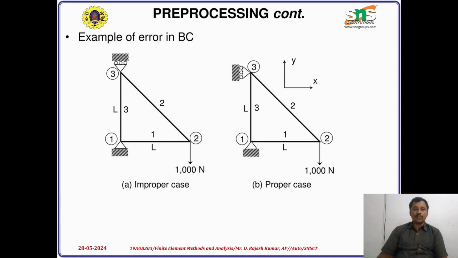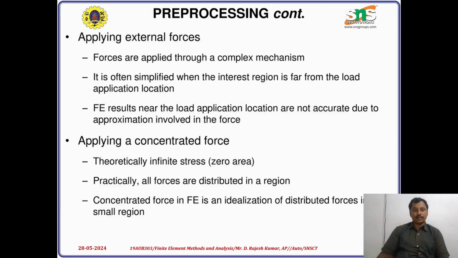So this is an example of an error in the boundary condition. You can see the error. Element number 3 is fixed vertically instead of horizontally. Actually, element number 3 should be fixed horizontally, whereas the fixed condition is indicated in the vertical position. So this is the improper case and the proper case. These things are all identified in the boundary condition, and this is defined clearly in the pre-processing stage of the finite element method.